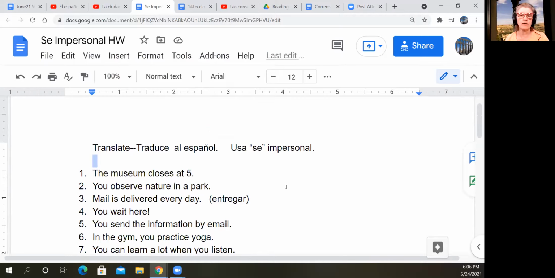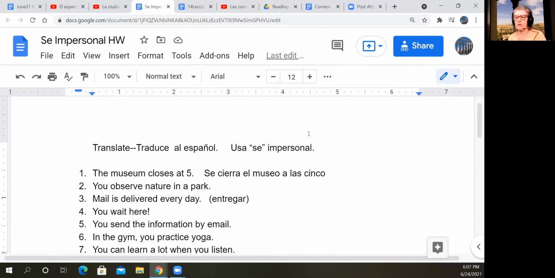The museum closes at 5. Diríamos que, what would we say? Se cierra a las 5. Sí. El perrito, el pobre perrito. Se cierra el museo a las 5, sí. Se cierra, la manera más común.